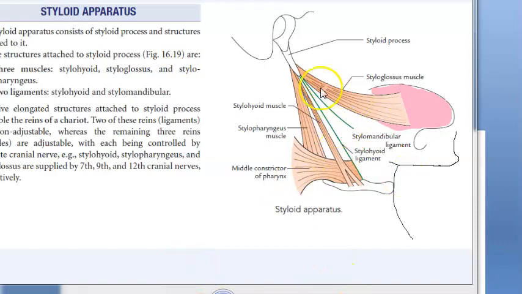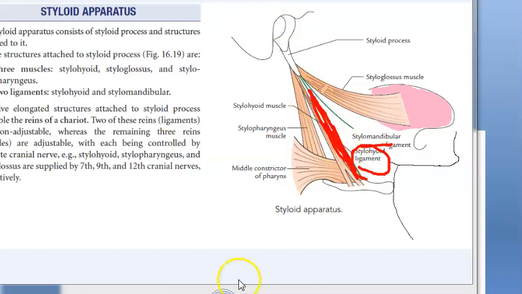Actually, a lot of things are attached to the styloid process. You can see the muscles: you have the styloglossus muscle, you have the stylohyoid muscle to the hyoid bone, you have the stylopharyngeus muscle, and you have two ligaments, guys. What are the two ligaments? You have the stylomandibular ligament and the stylohyoid ligament. So, what are we talking about here? Stylohyoid ligament. This one would have got calcified.